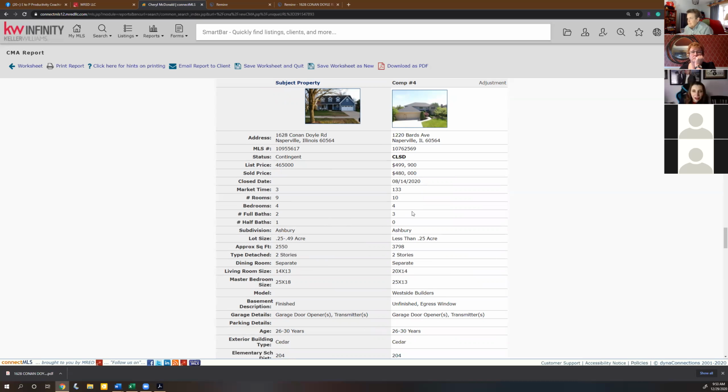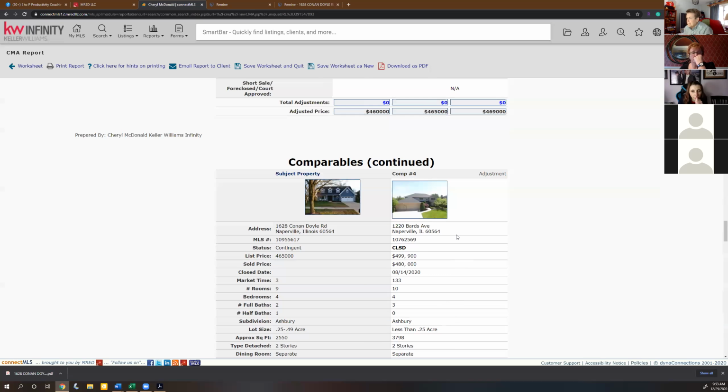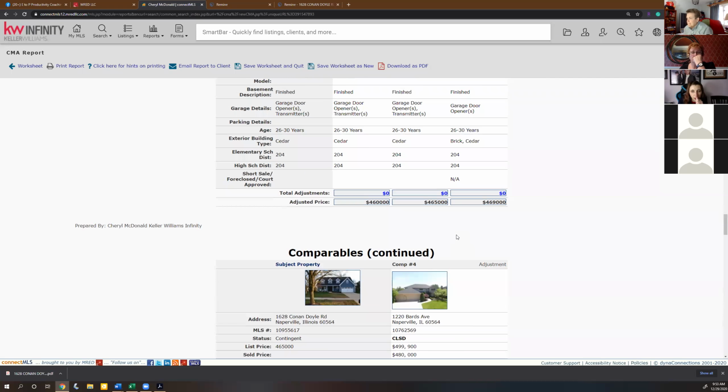But Bard's has an unfinished basement. Oh, it does. And the larger the square footage, the less the price per square foot. If that makes any sense. Yeah, it's a different type of house. Mm-hmm. Totally different type of house. And it's got a 3-car garage. Yeah.